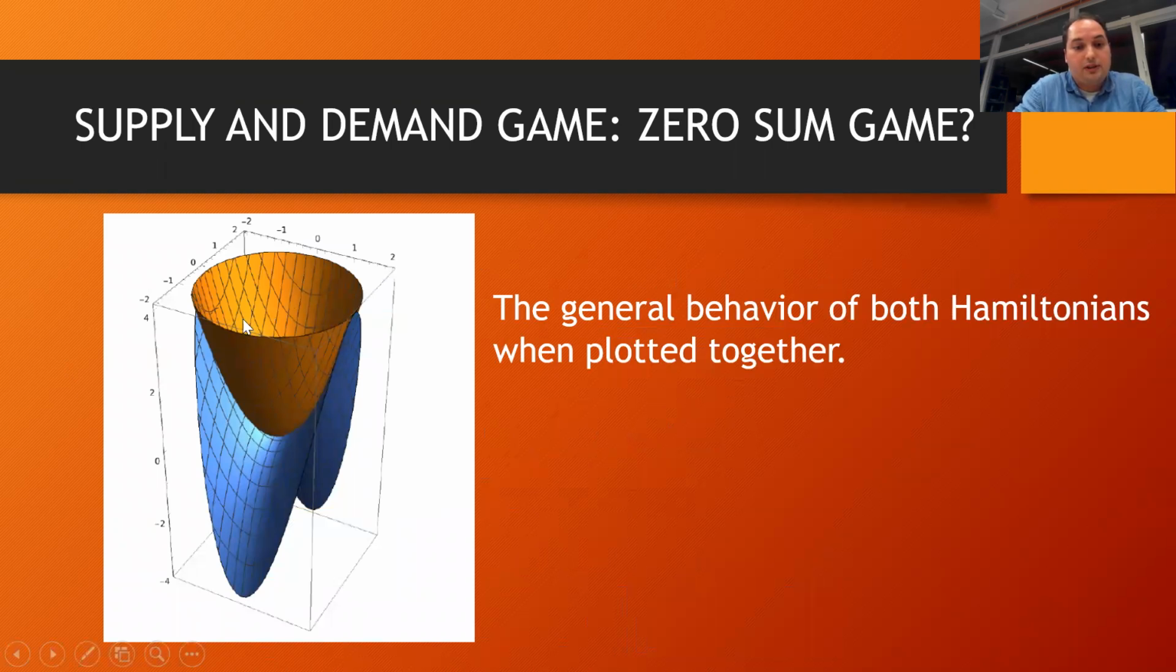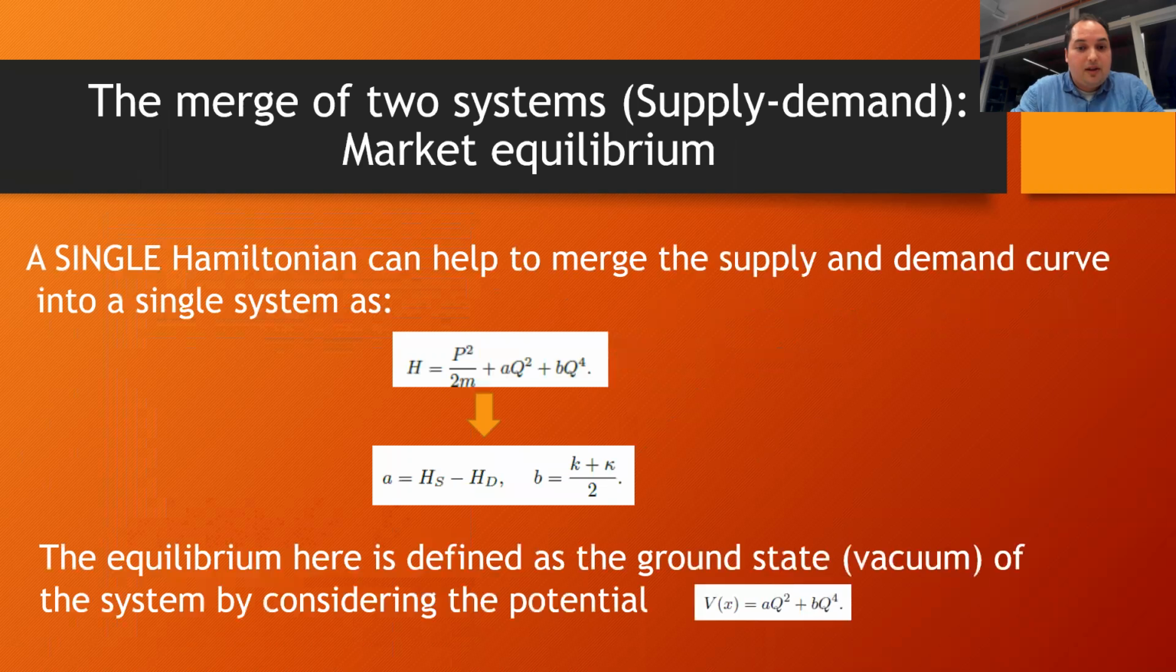This is only a plot of the Hamiltonians. The yellow one is the harmonic oscillator. The other one is the accelerated particle. They have some intersections. And it can be demonstrated that supply and demand is some kind of zero-sum game from the perspective of game theory, which I will not explain in detail here because there is no space for that.